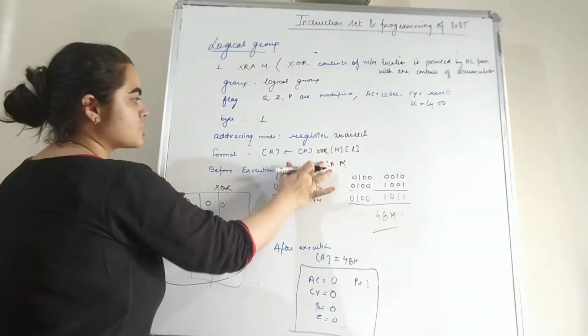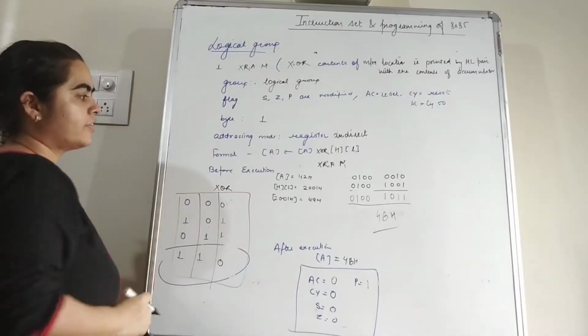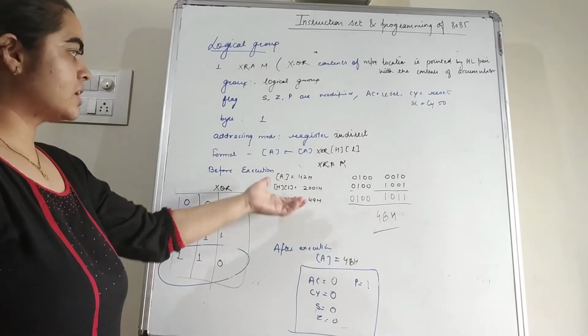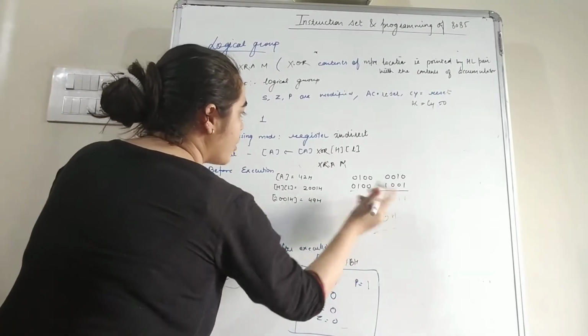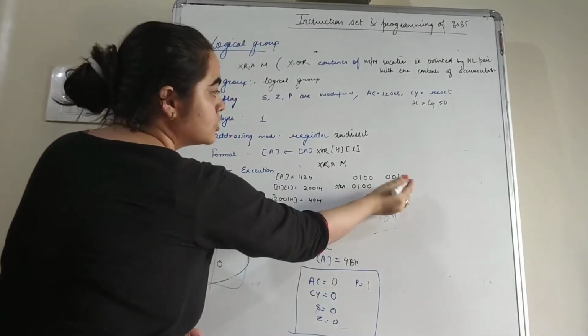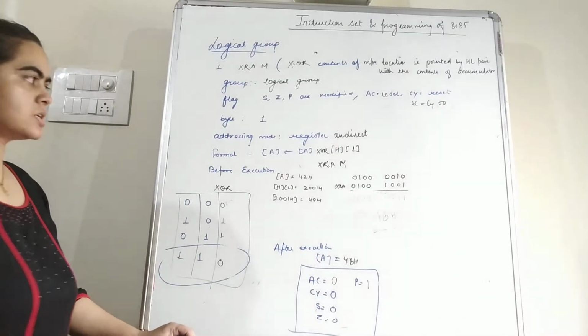So we have instruction now XRAM. The contents we have in the A and HL are the same, that is 42H and 49H. Now we can see the result according to the XRA. So students, when both the bits are different in the input, only then the result is high.